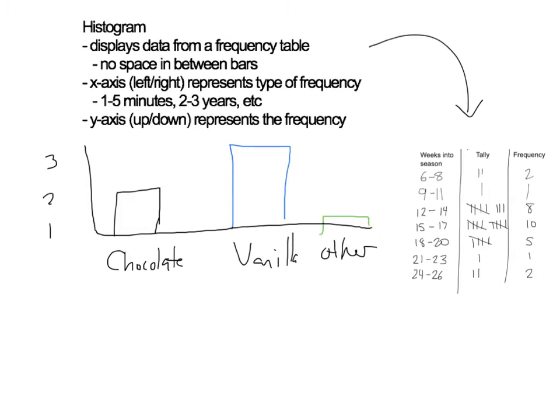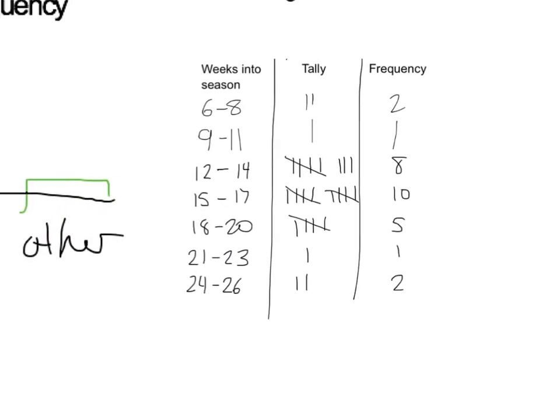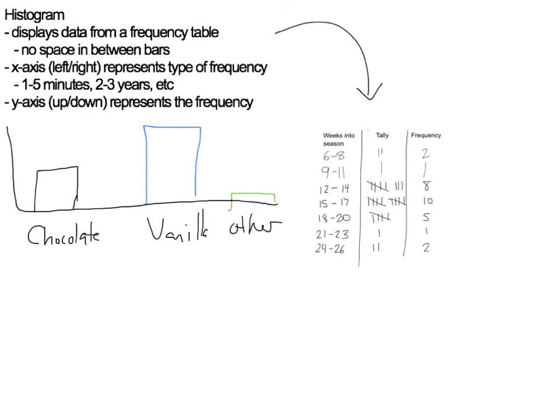So this down here would be the type of ice cream. In a histogram, the x-axis represents the type of frequency. So are we talking about a space of time of 1 to 5 minutes, or 2 to 3 years, or 6 to 8 weeks, right? 9 to 11 weeks. And the y-axis, the up and down, is going to represent the frequency. How many times did a hurricane occur 6 to 8 weeks into the season? Well, it'd be 2. The frequency there from our table was 2. So let's go ahead and construct that really quickly.